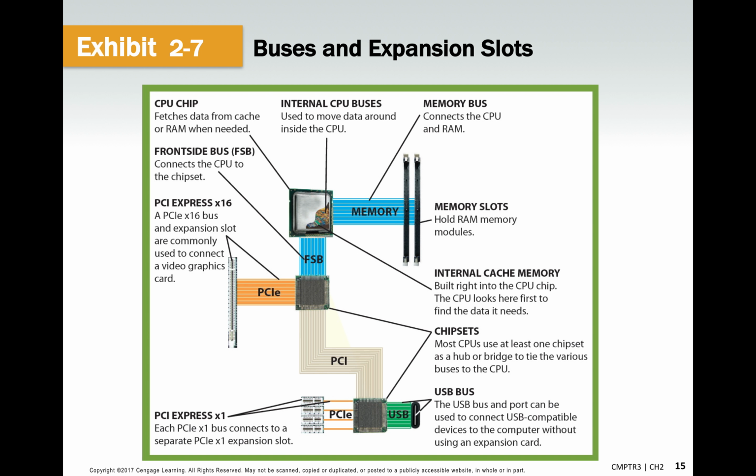So this is buses and expansion slots. This kind of shows a little bit of a different idea of how it actually works. It goes from the CPU to the actual item that it's connected to. So this is an example of a USB bus. It has its chipsets that are located in there. And then it connects to your CPU chip. And you have buses that go to different memory slots, and those all connect to your RAM.